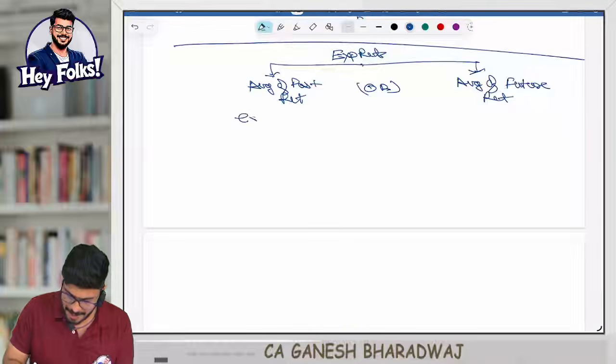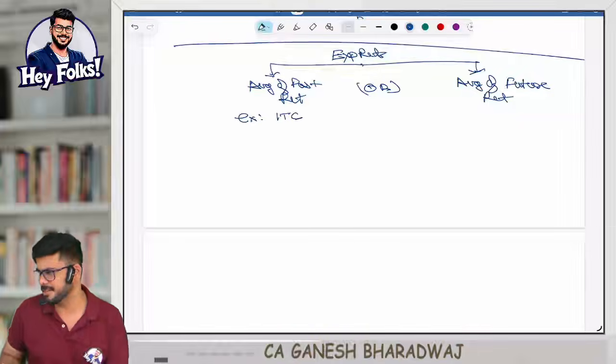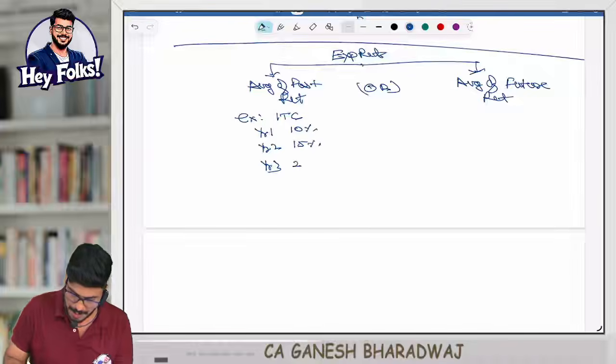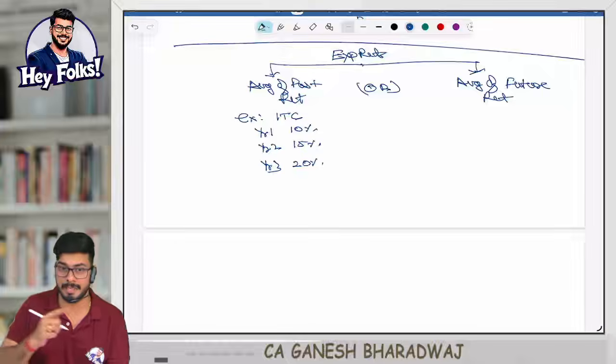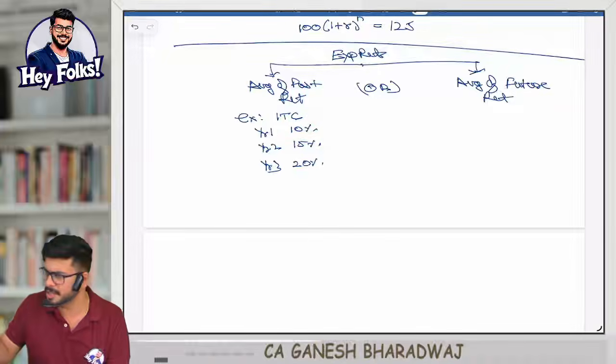Now, let me just take an example. Let us say the stock ITC. In the last 3 years, how much return did it generate? Let's say year 1, year 2, and year 3. In year 1, it generated 10%. In year 2, it generated 15%. In year 3, it generated, say, 20%. Is this clear? Every year it would have generated different returns, no? Exactly will it give you the same return?